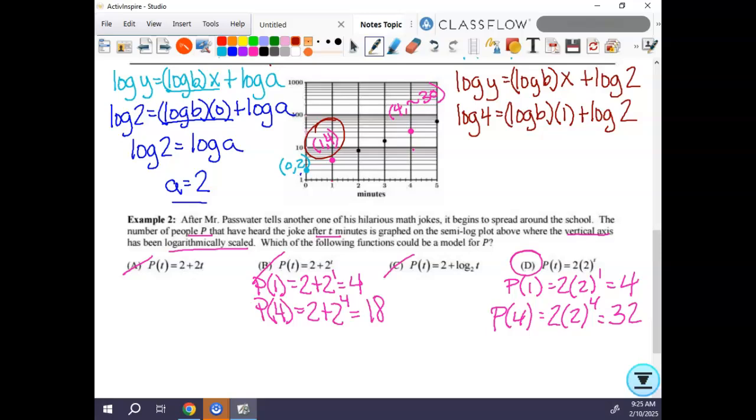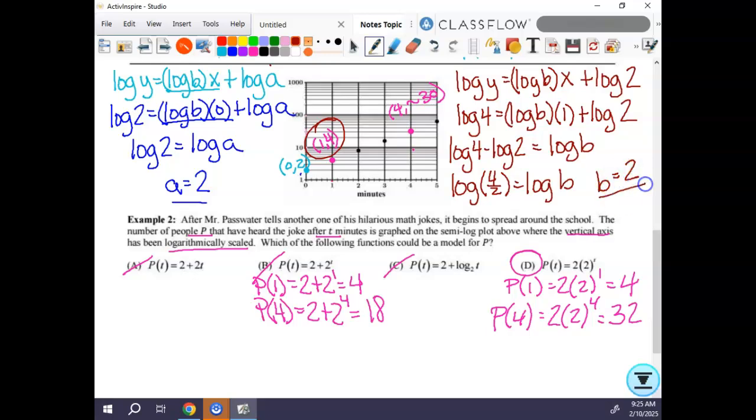All right, so now try to figure out b. So I need to move this log of 2. So I'm going to subtract it. Log of 4 minus log of 2 equals log of b. I have those two logs on the left. That becomes log of 4 over 2 equals log of b. So b is also equal to 2. So then when I have to write my equation, that becomes y equals a, which is 2, times b, which is 2, to the t power. And that's how you get d. Which again, we already know is the answer. We were able to find it a different way, but if they give me certain answer choices and I have to actually do the math, then I can do the math as well. Okay? What questions do you have? Anything?